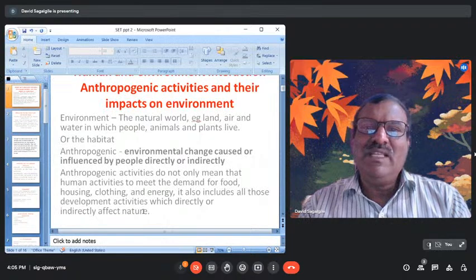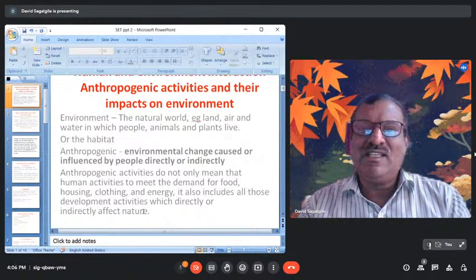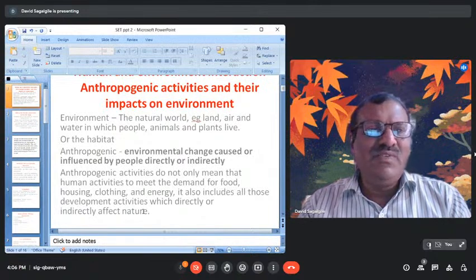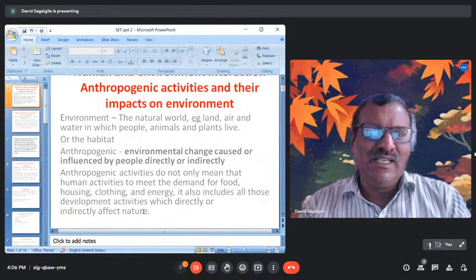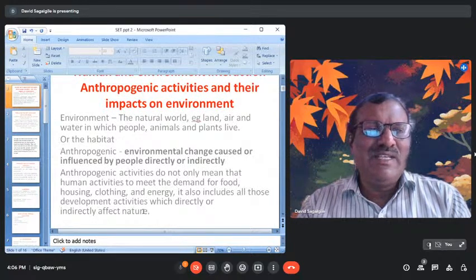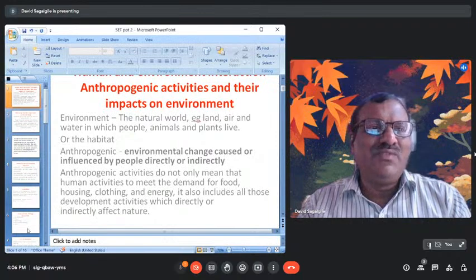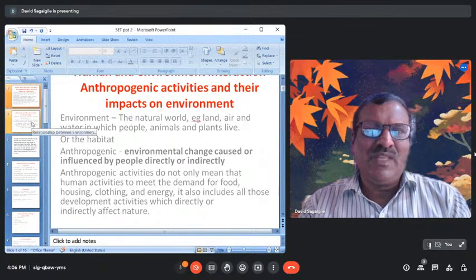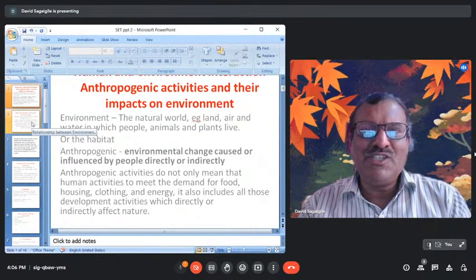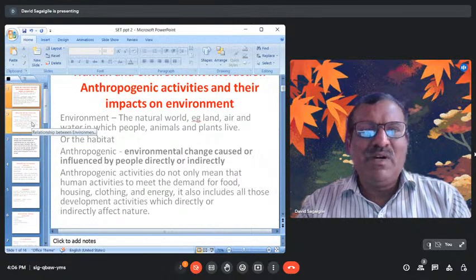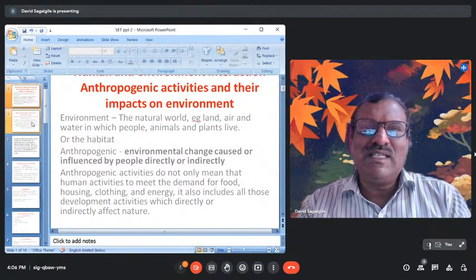So here we see the meaning of anthropogenic is environmental change that is caused or influenced by the people directly or indirectly. People not only do activities to meet their demands for food, housing, clothing or energy, they also do indirect activities like developmental activities, which have an adverse effect on the environment as such. We see that right from the beginning, man has been exploiting nature, exploiting his surroundings, all the people and all the things that are around him. And now we have come to a point that we cannot go backwards. It is an irreversible process, we cannot change to a great extent the things that we have done.